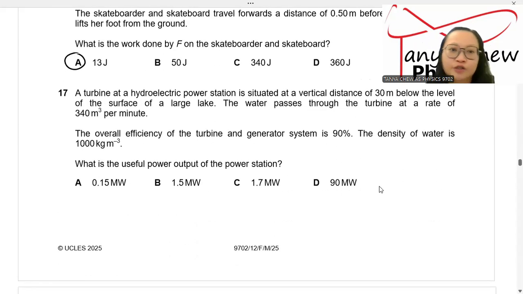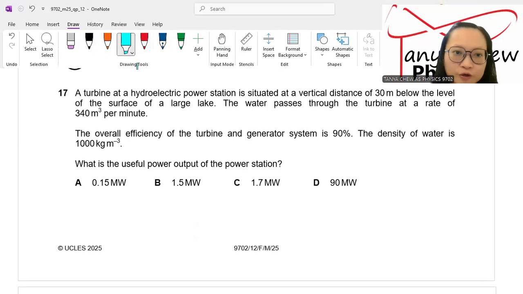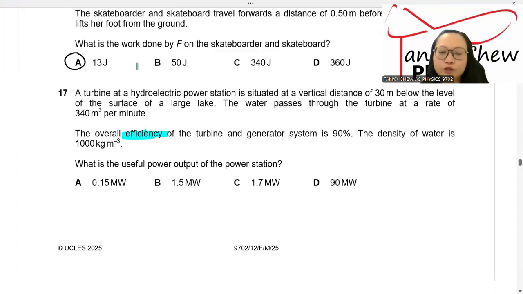Number 17, a turbine at a hydroelectric power station is situated at a vertical distance of 30 meters below the level of the surface of a large lake. The water passes through the turbine at a rate of 340 meters cubed per minute. The overall efficiency, see the word efficiency, so we're definitely going to use the equation of efficiency, of the turbine and the generator system is 90%. The density of the water is 1000 kilograms per meter cubed. What is the useful power output of the power station?